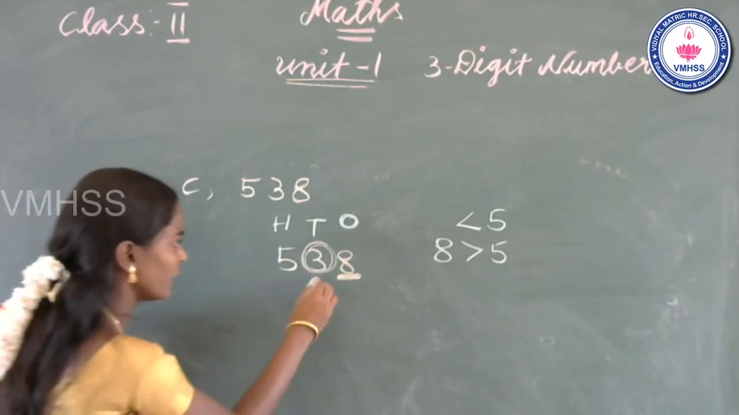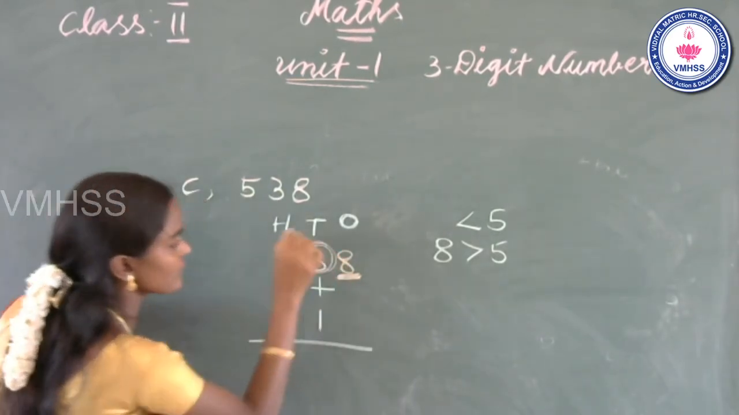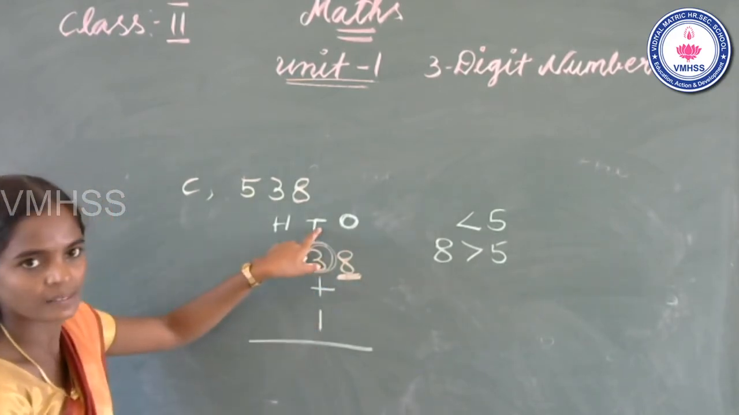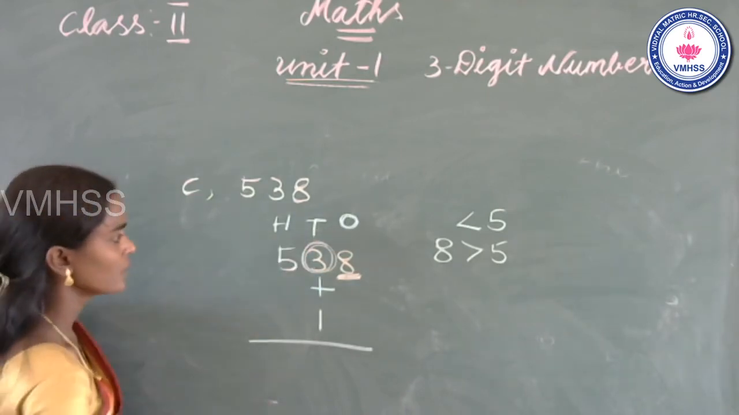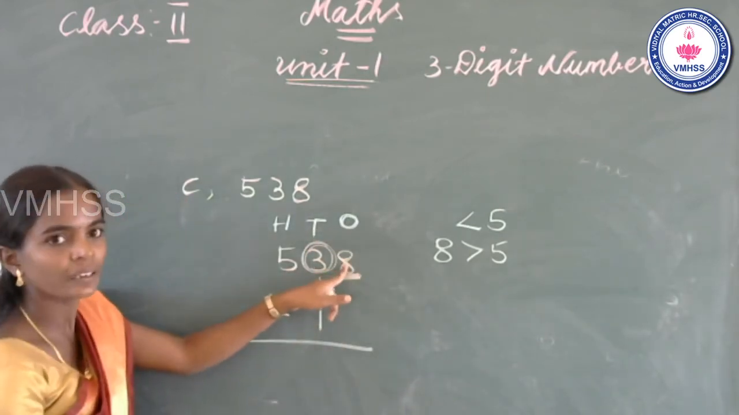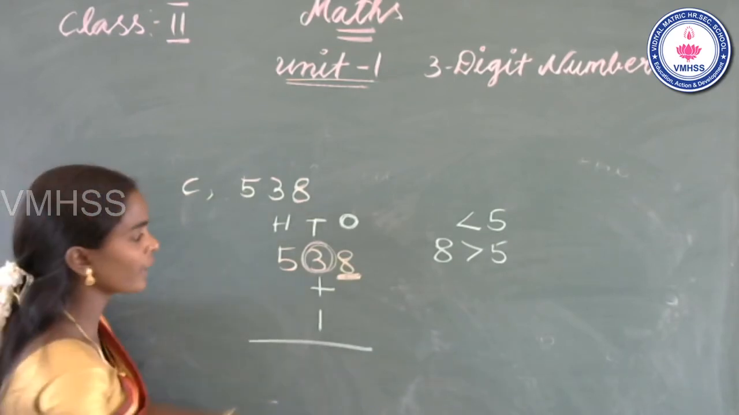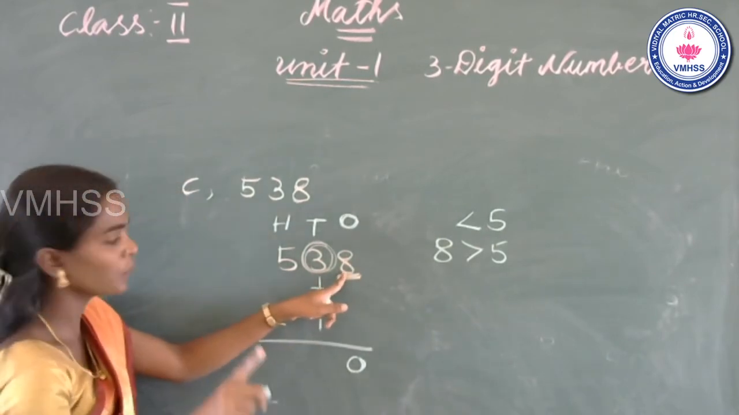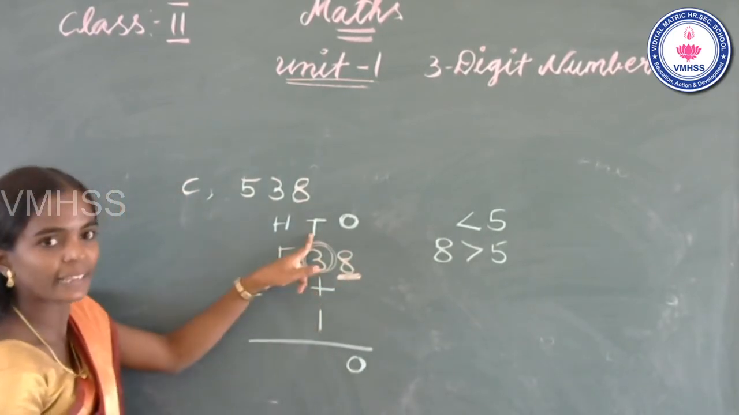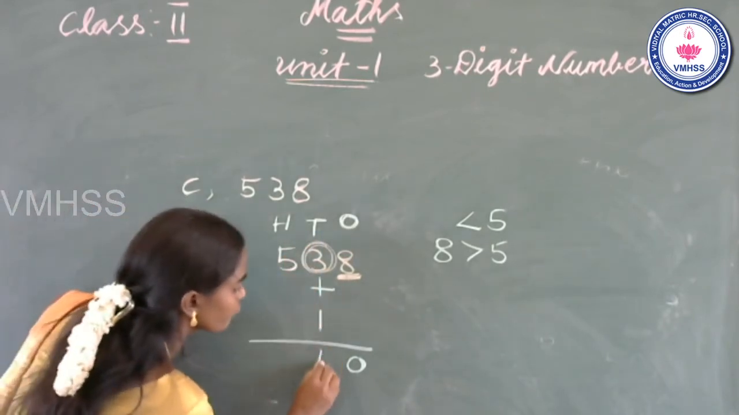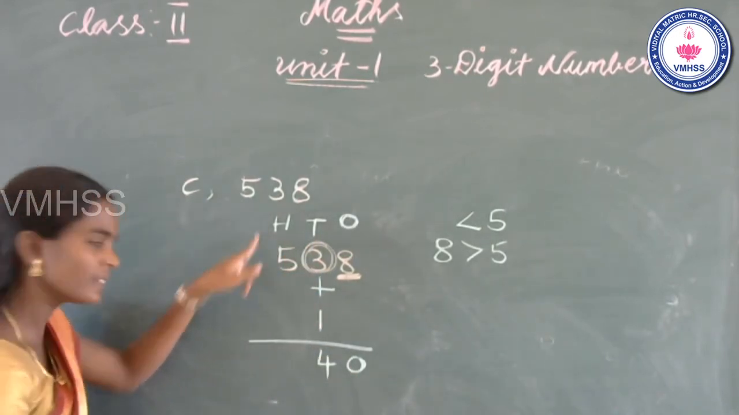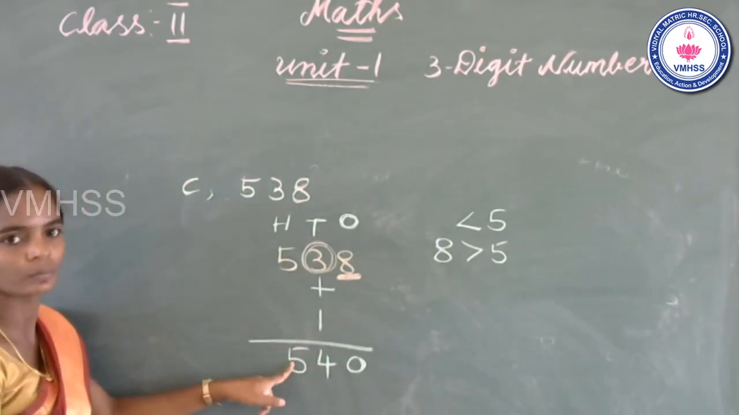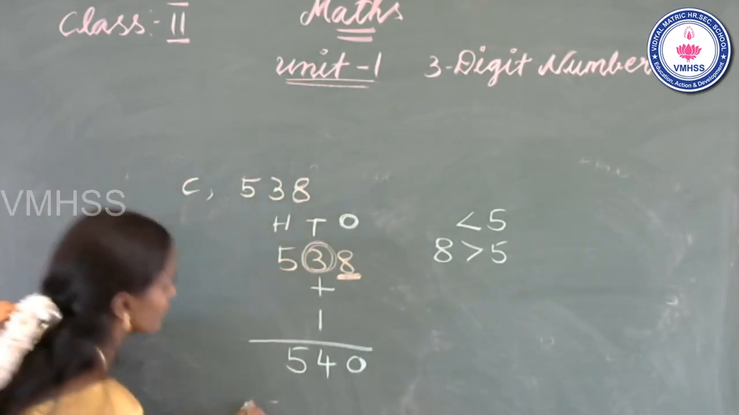So we add 1 to the tens place. Then the ones place number becomes 0. So 3 plus 1 is 4. The hundreds place number stays the same, 5.